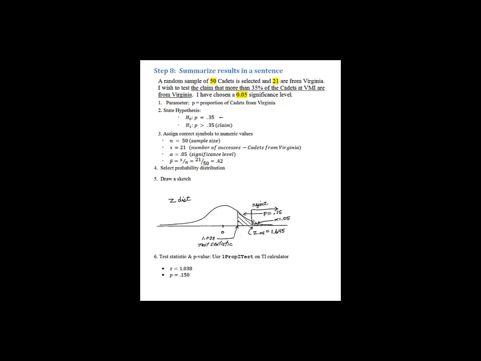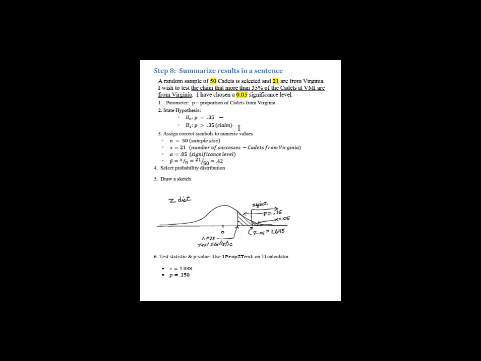And we can see in the graph again, my test statistic right here is to the left of the critical value, so it's not in the rejection region. And the p-value, all of this shaded area, is much larger than the alpha, which is the significance level.